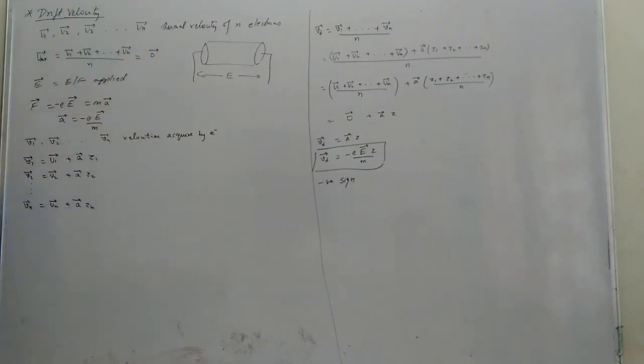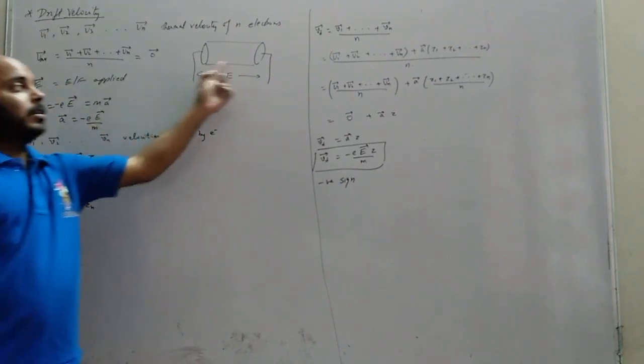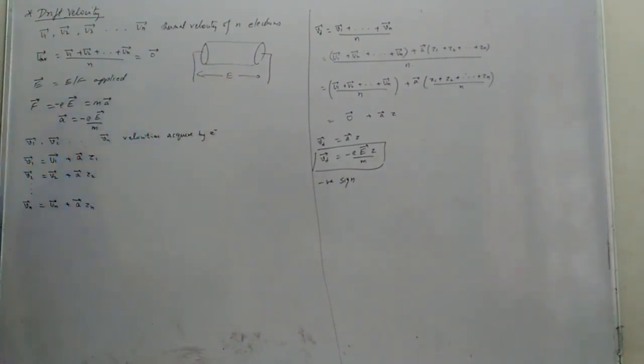Now what I am doing is applying some electric field E vector across the conductor. Due to this electric field, each electron will experience some force F vector. Normally, how do we write F?